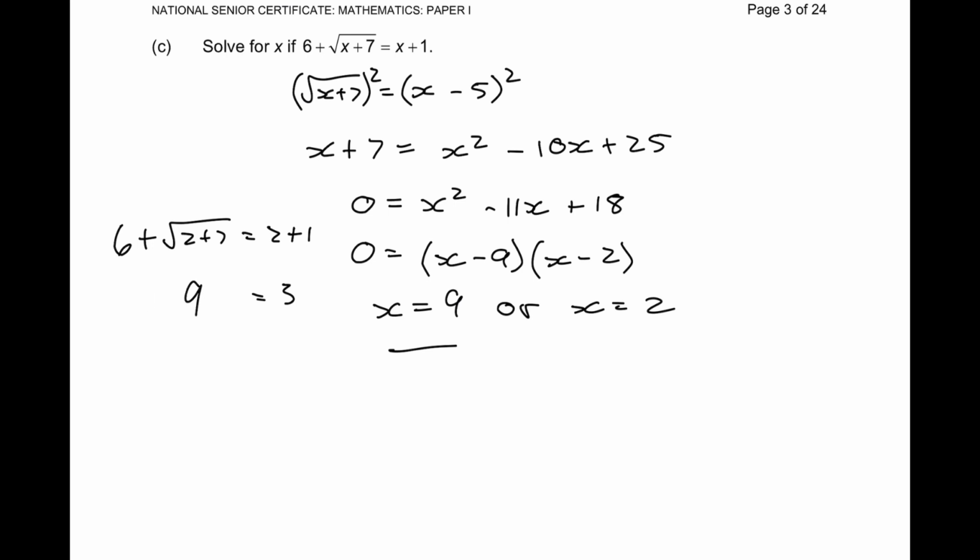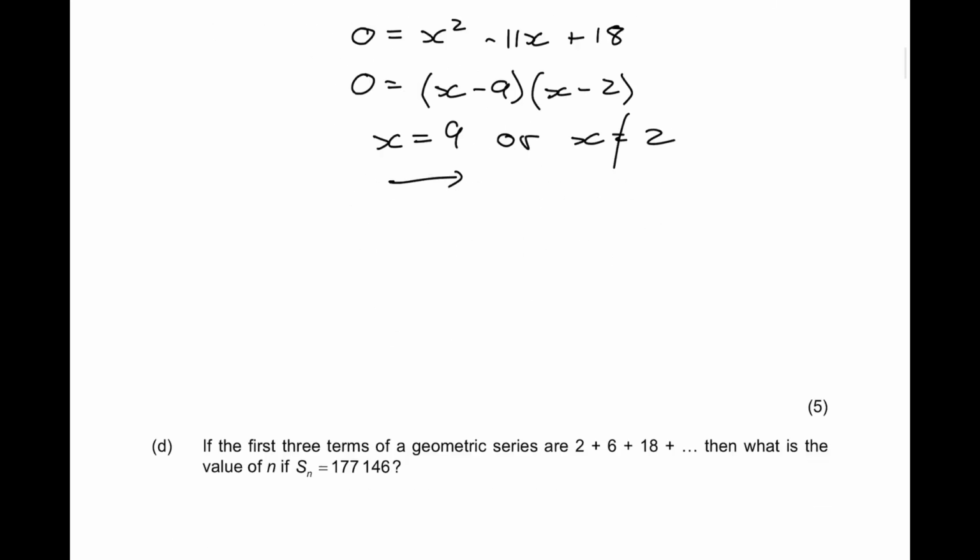And now we've come to something which is clearly false. 9 does not, in fact, equal 3. And therefore, x equal to 2 is not a solution to that equation. Okay, so now we have solved this, and we know that x must then be equal to 9.